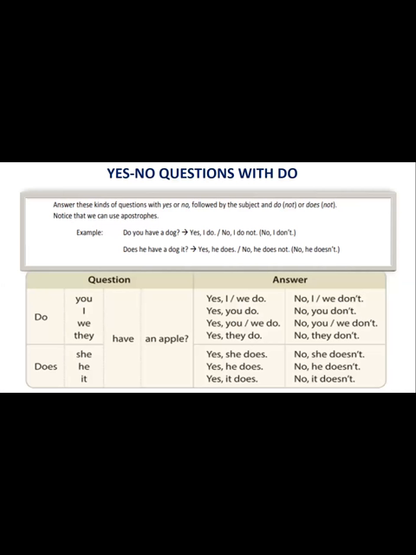Okay. So, yes/no questions with do. Now we are going to talk about yes or no questions with do, but it's going to be quick because this is not a topic for this class, so I'm going just to show you. We're only going to see it quickly because we're not covering this yet, but I want to show it to you.